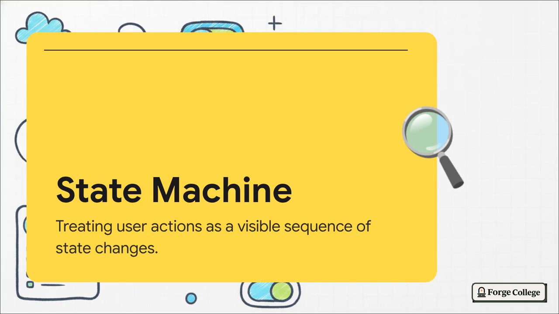To fix this disconnect, we need a new mental model. We need to start treating interaction design like a mechanical state machine. Now, a state machine, in this context, simply means treating every single user action as a highly visible sequence of phases. It's not just one click.